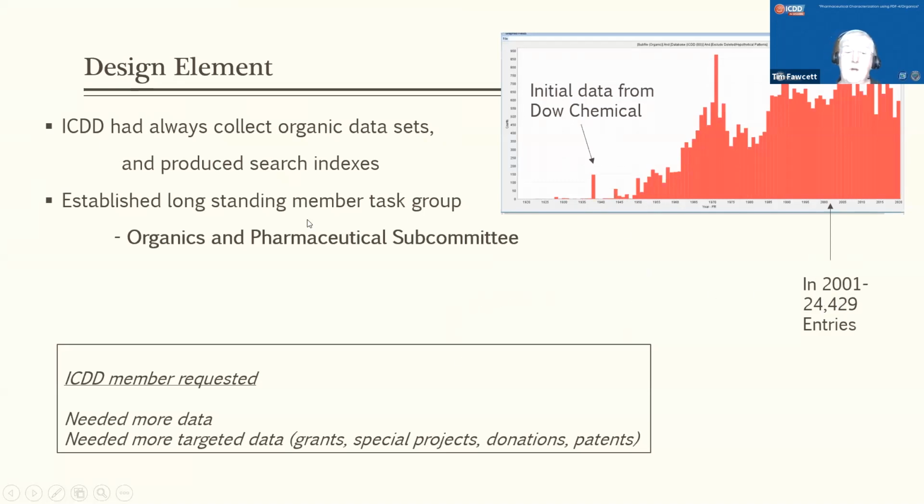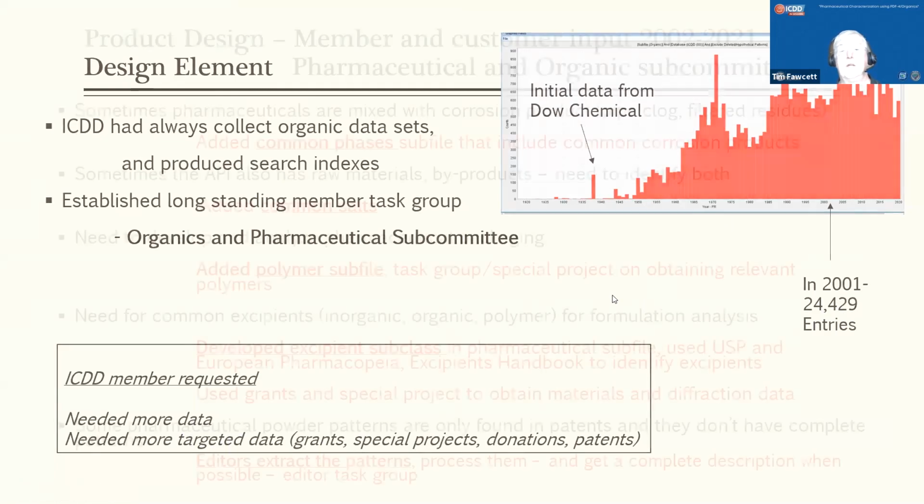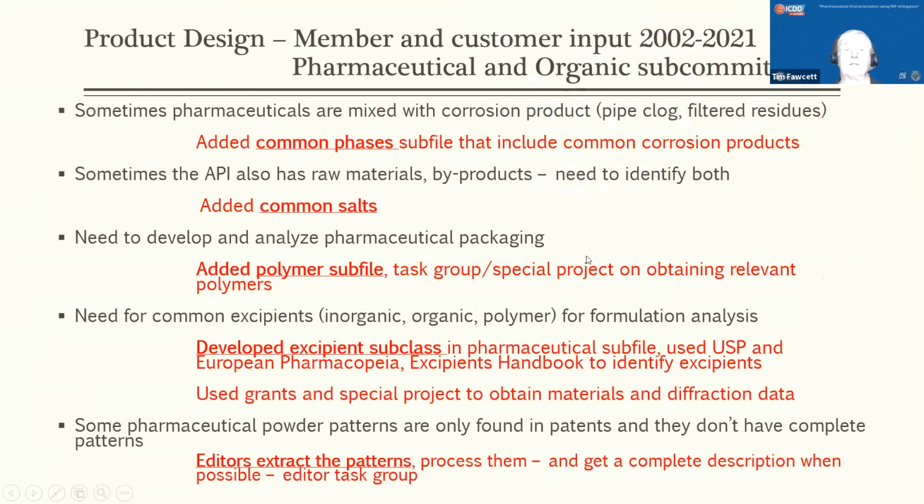But in 2001, this group came back and said, we need more data, we need more targeted data. 24,000 entries isn't going to do the job. So then we had a dialogue with that subcommittee, and we had a bunch of very interesting conversations that also helped shape the product. They said, gee, we're looking at pharmaceuticals in a plant. We may be looking at a pipe clog. We may be looking at a filtered residue. So we added common phases to this database that included all the common corrosion products.